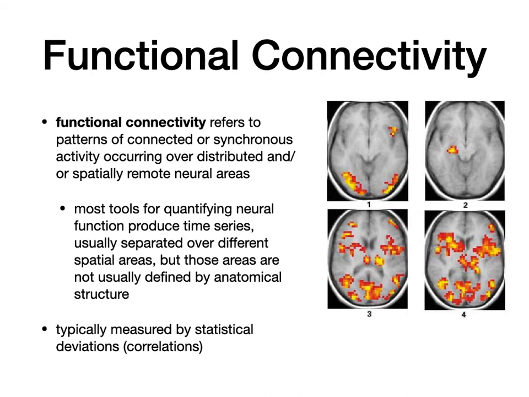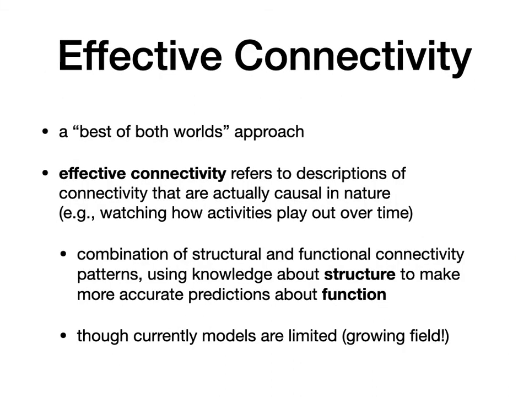There's a sort of a balancing point between these two. So the idea that functional areas don't necessarily need to be physically related, but physical relatedness does help to understand how things could be functionally connected, right? So effective connectivity is a term. It's the idea that we try to refer to descriptions of connectivity that are actually causal in nature.